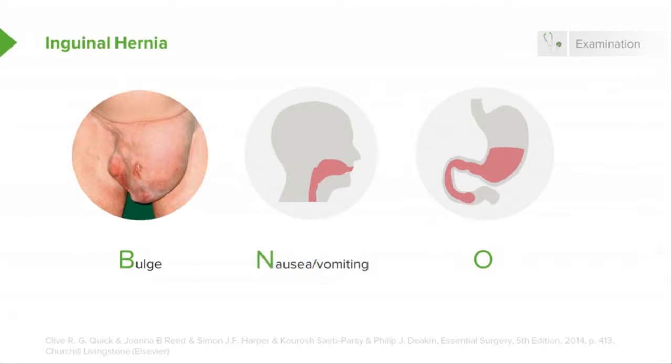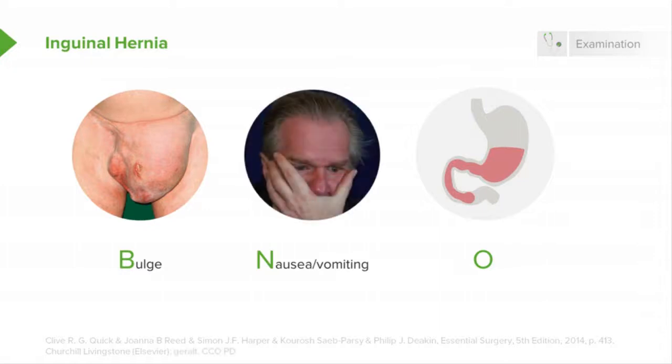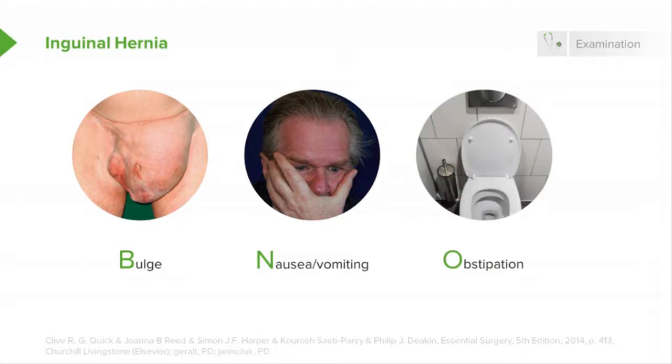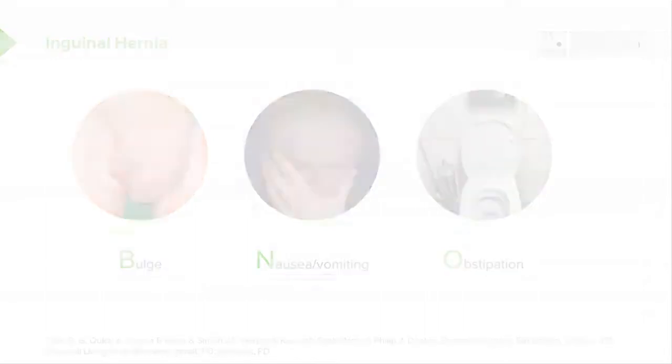Additionally, there's variable presentations of nausea and vomiting. The nausea and vomiting occurs either because of the discomfort due to the intestinal contents going into the scrotal sac or through the inguinal canal, or it could actually represent a small bowel obstruction. The point of transition of the bowel obstruction is actually in the inguinal canal. And lastly, obstipation. Obstipation means the inability to pass flatus or have bowel movements. Again, a potentially late sign of a bowel obstruction.